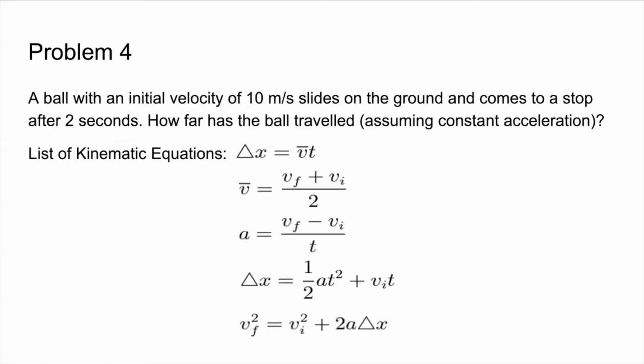Here's problem number 4. The solution will come in 3, 2, 1. So we're trying to solve for displacement, and the information that we already know is the initial velocity, the final velocity, and the time. So in this case, we can use either the second or the third kinematic equation, but the second one is easier because if you use the third one, you're going to solve for acceleration, and that only makes it more complicated.